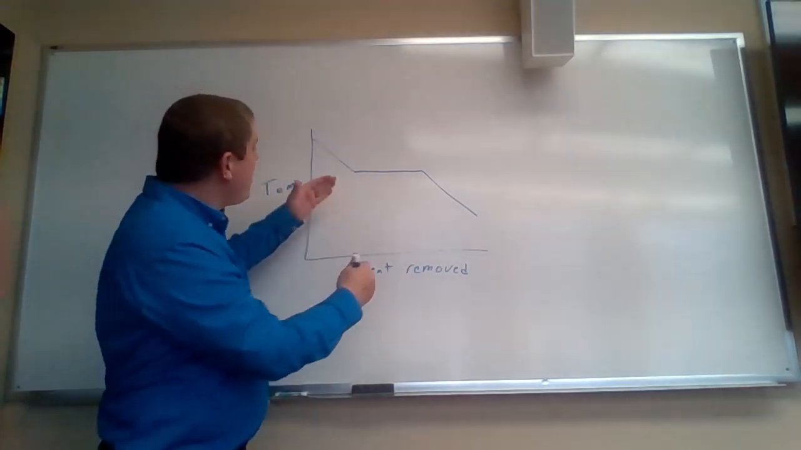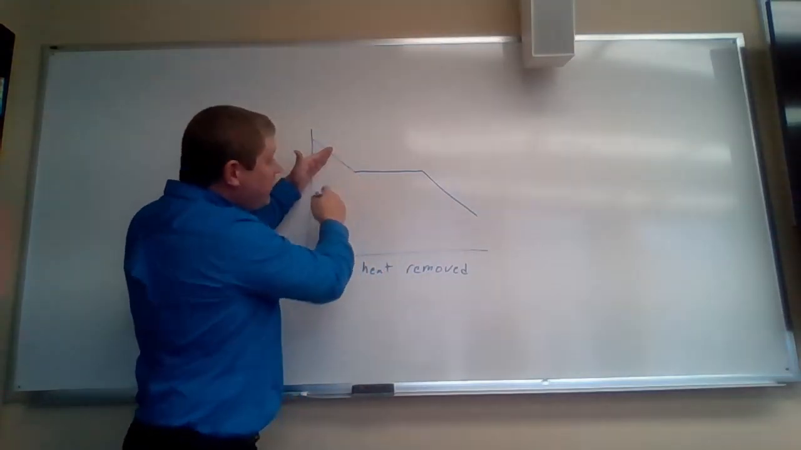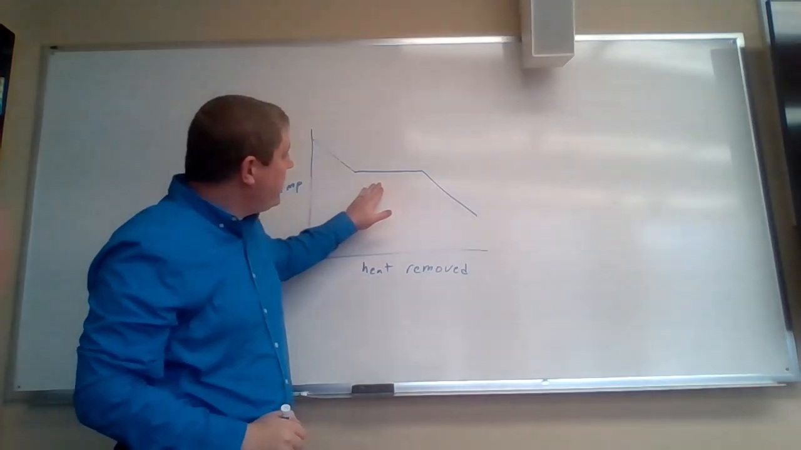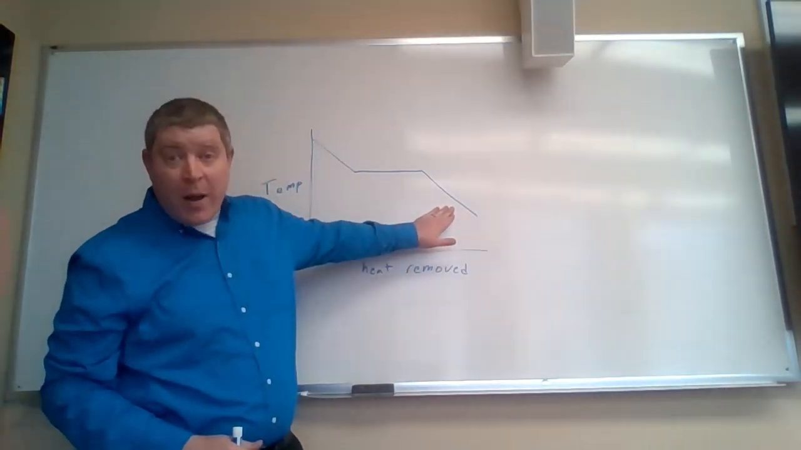So we're primarily going to be concerned with this portion. We want to see some data where the temperature is dropping initially. Then we want to see a smoother portion. And then we want to see some temperature dropping again.